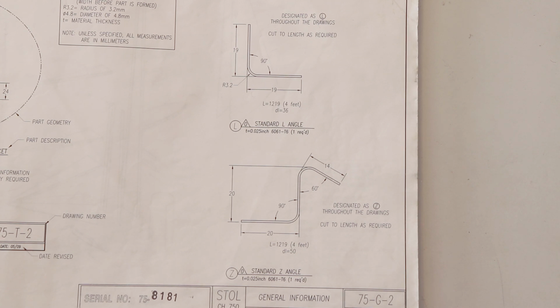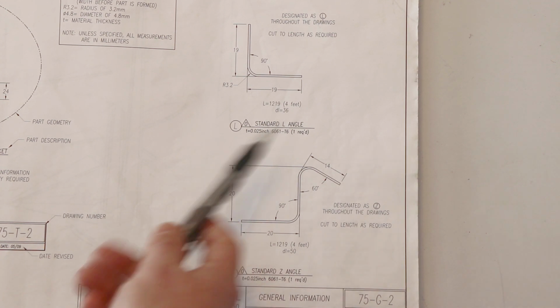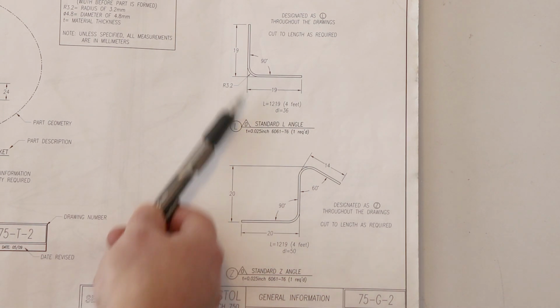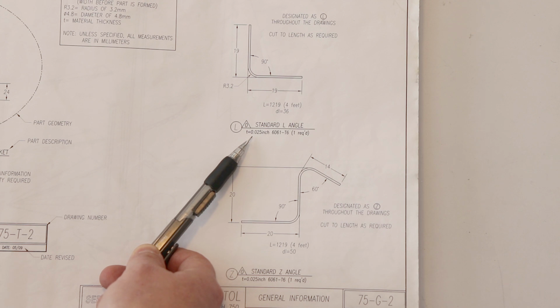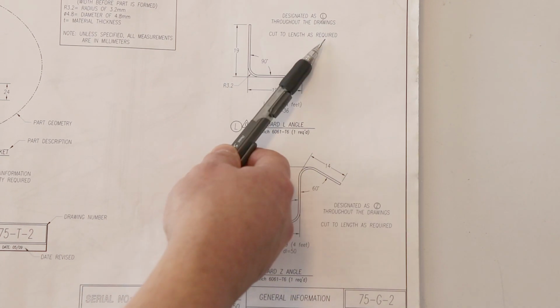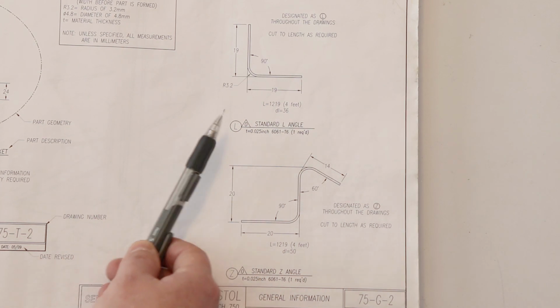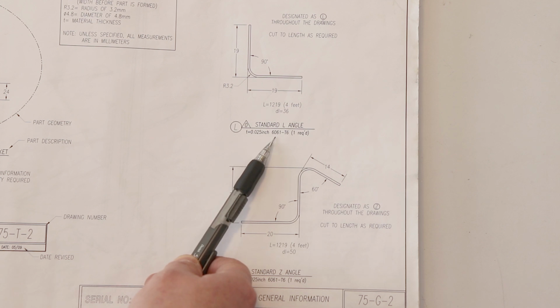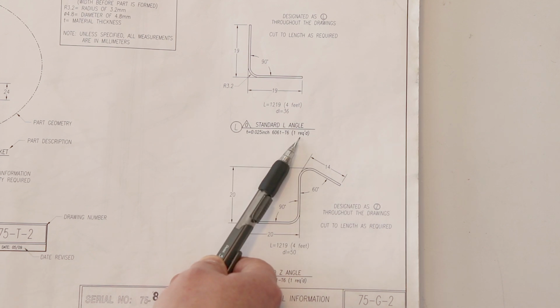But anyway, throughout the drawings here we have what's called standard L. This is basically a piece of angle that you bend made out of 25 thousandths inch thick 6061, and they give us some information here. Obviously cut to length is required. That's how you fabricate this from plans. So standard L angle, thickness 25 thousandths of an inch, 6061 T6.